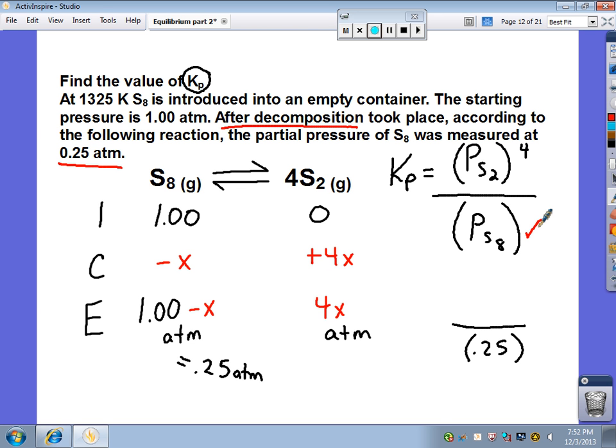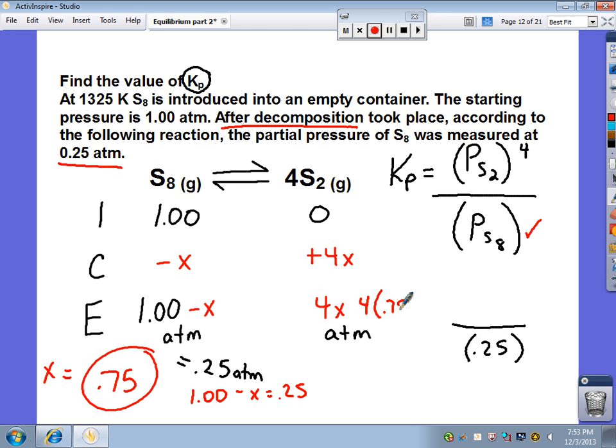Question, what is x? Well, if you solve for x, don't you get 0.75, right? 1.00 minus x equals 0.25. Solving for x, you get 0.75 is equal to x. If that is true, then you can take 4 times 0.75, and that gives you the value at equilibrium for S2. 4 times 0.75 is 3.